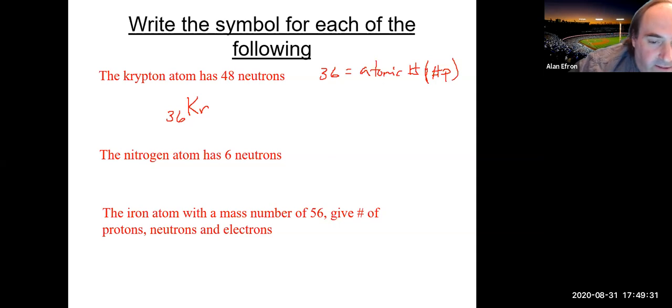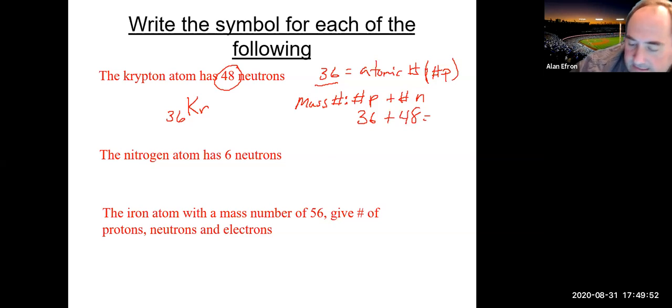Now that we know that this is the number of protons, we do know that the mass number, which goes on top left, is the number of protons plus the number of neutrons. So we know 36 protons from the periodic table. We also know 48 neutrons from the actual problem given to us. So if we add those together, I think that's 84, if I'm not mistaken. And we will end up with 84 for our mass number.